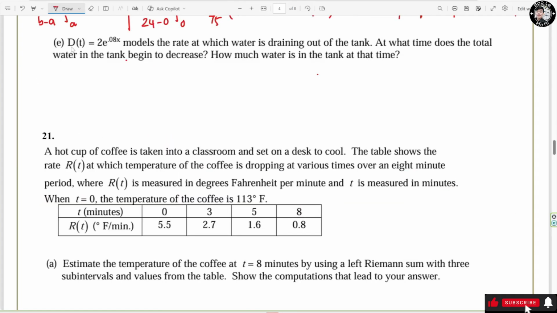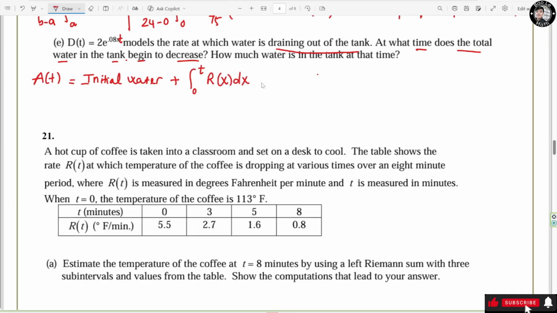Now let's move on to question E. D(t) equals 2 times e to the 0.08t models the rate at which water is draining out of the tank. At what time does the total water in the tank begin to decrease? So the total water in the tank at time t is modeled by A(t) equals the initial water plus the amount of water pumped into the tank, which means the integral from 0 to t of R(s) ds, minus the amount of water draining at time t. So it can be the integral from 0 to t of D(s) ds, right?